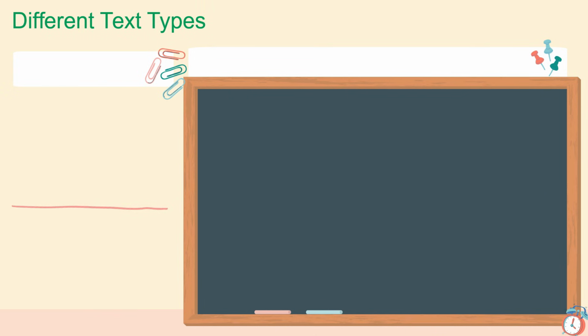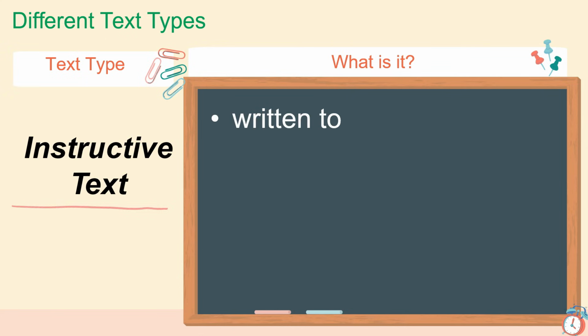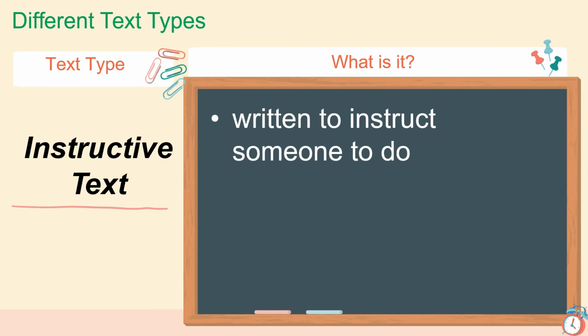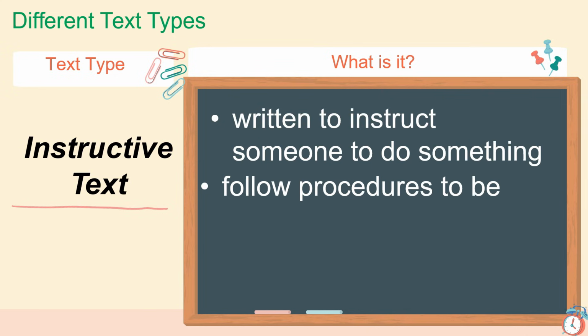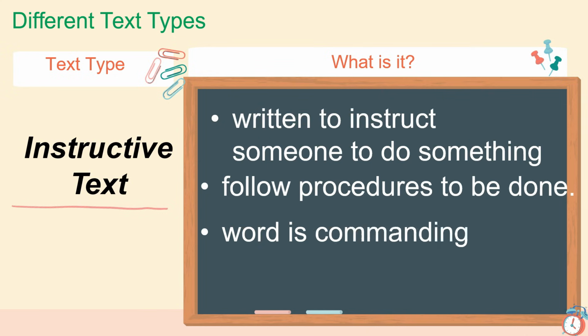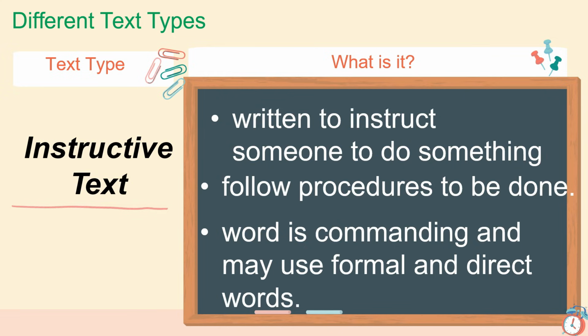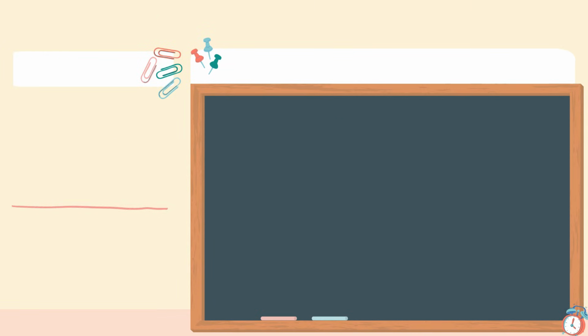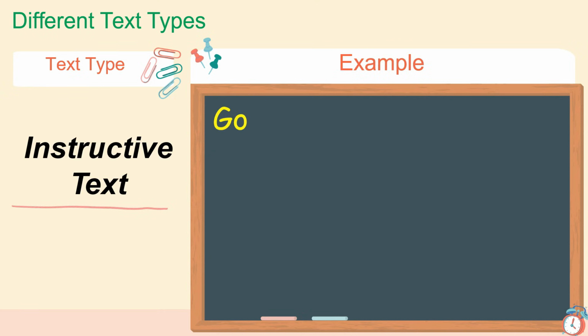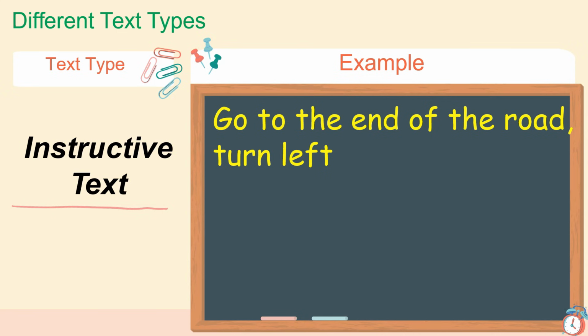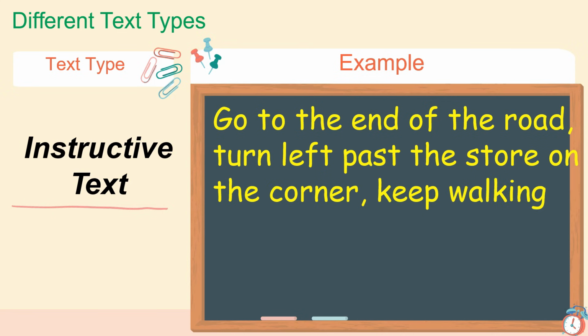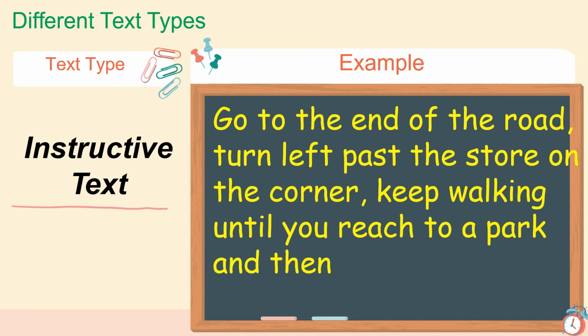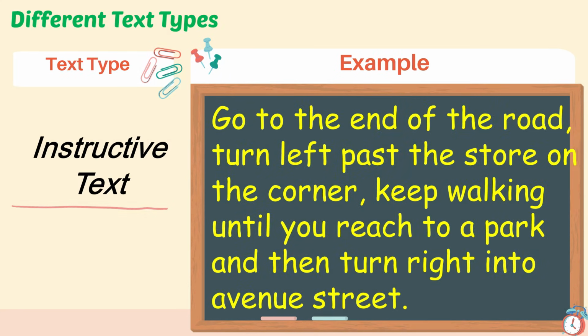The second text type is called instructive text. An instructive text is written to instruct someone to do something or follow procedures to be done. The wording is commanding and may use formal and direct words. Example: go to the end of the road. Turn left, past the store on the corner, keep walking until you reach a park, and then turn right into Avenue Street.